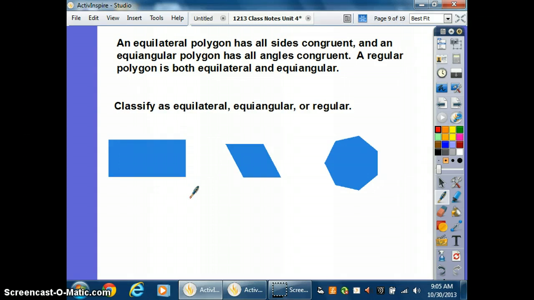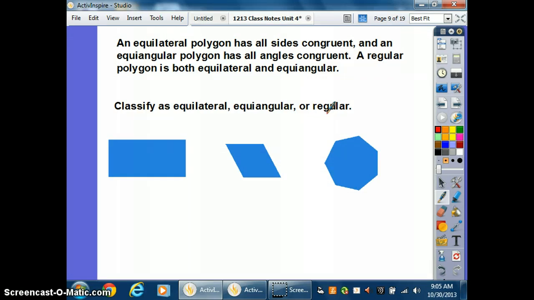An equilateral polygon has all sides congruent, and an equiangular polygon has all angles congruent. A regular polygon is both equilateral and equiangular. So now I have 3 polygons. Polygons are made up of line segments. And I want to classify them as equilateral, sides the same, equiangular, angles the same, or regular, both sides and angles are congruent.